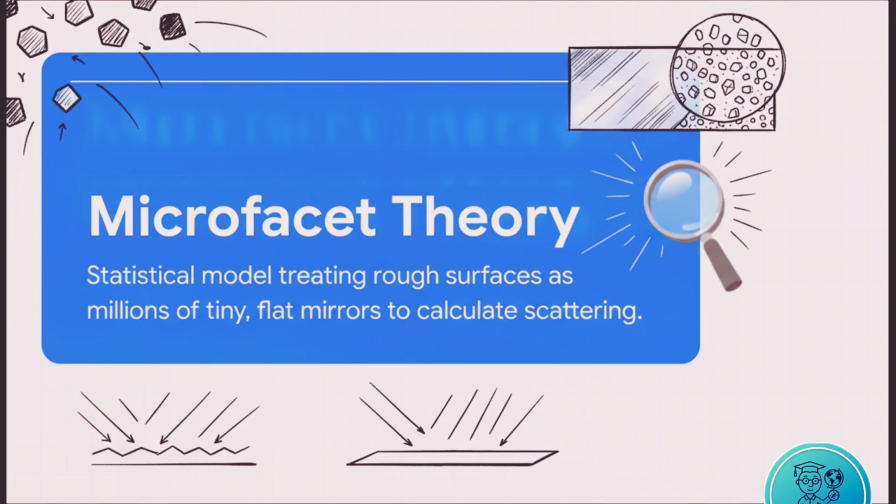Now, actually calculating the exact shape of every single microscopic bump would completely melt your computer. So instead, microfacet theory uses a clever statistical model. It basically says, let's treat a rough surface like it's made of millions of tiny, perfectly flat microscopic mirrors, or facets, all pointing in slightly different directions.